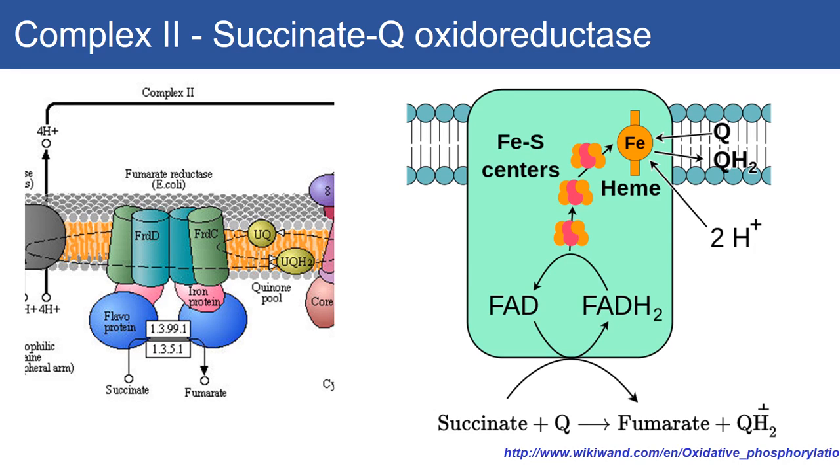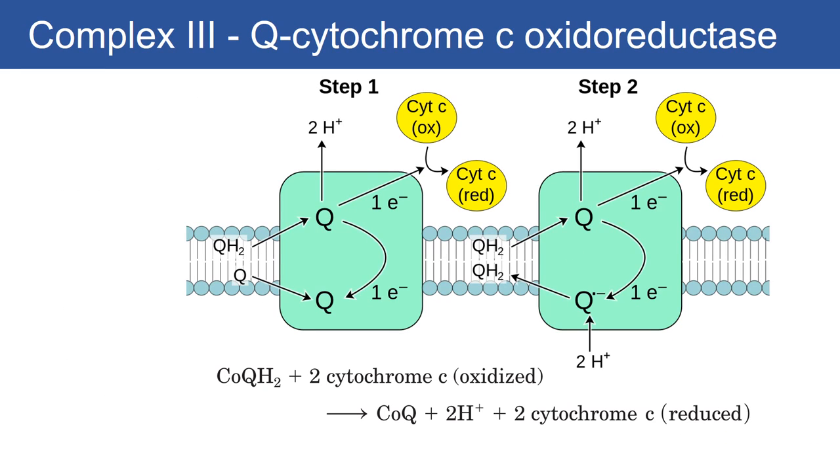So succinate to fumarate is the major output, and we do reduce ubiquinone. This reaction releases less energy than the oxidation of NADH, so complex 2 does not transport protons across the membrane and does not contribute to the proton gradient.